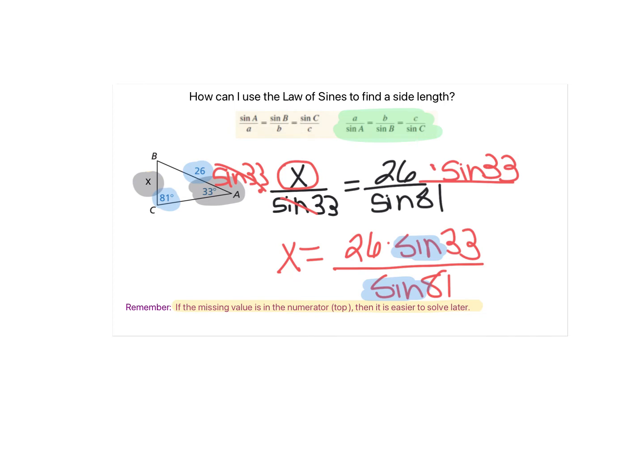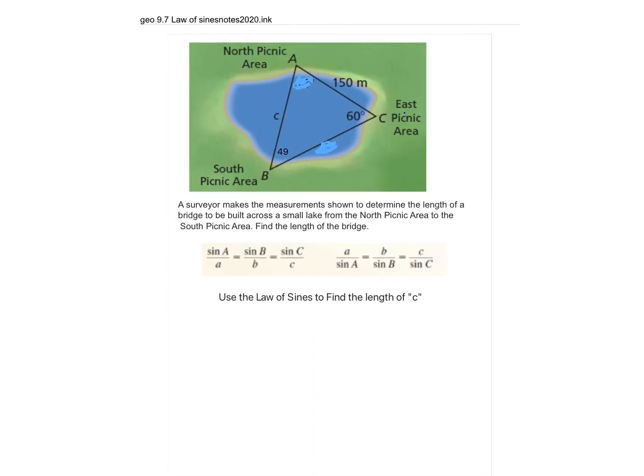And when you put that into your calculator, it tells you that x equals 14.3. Okay, I'm going to do one more example where you have a side length that you need to find on the next slide.